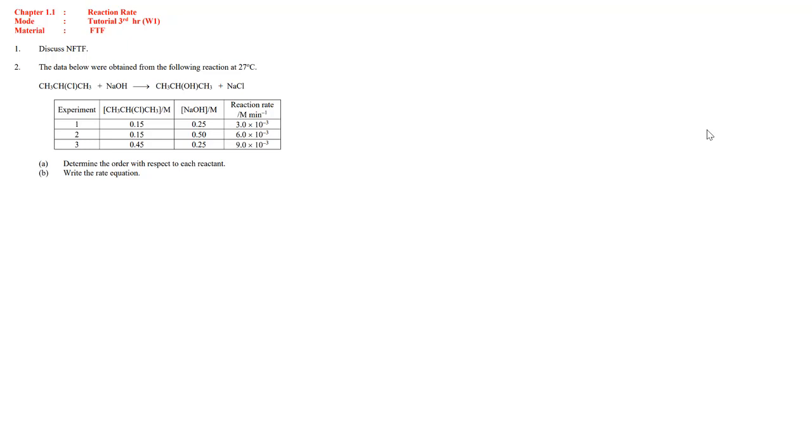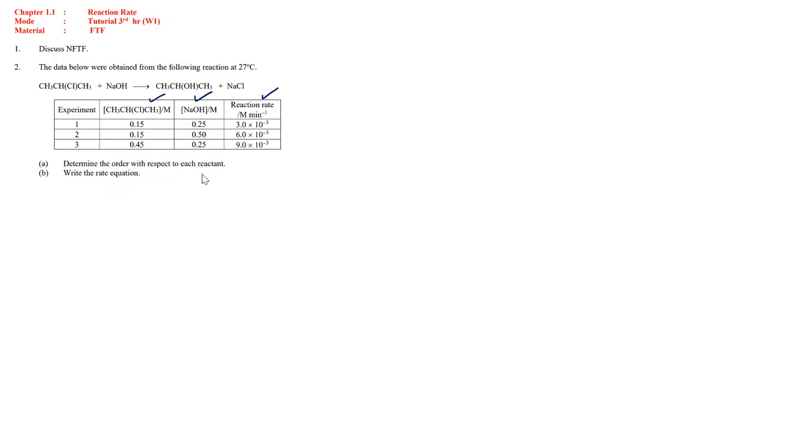So now let's move to the face-to-face question, third hour. Okay, you were given a set of data. There are 3 readings. The reaction is repeated 3 times. So what do you have? We have the reaction rate. We have the concentration of each reactant.